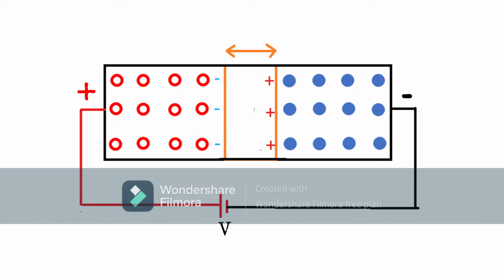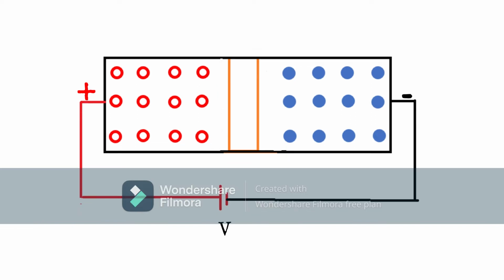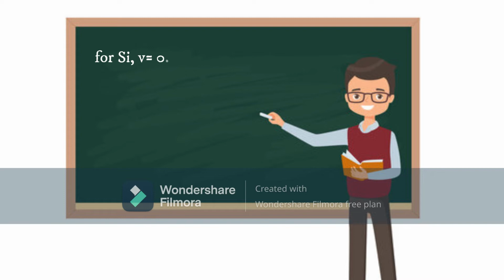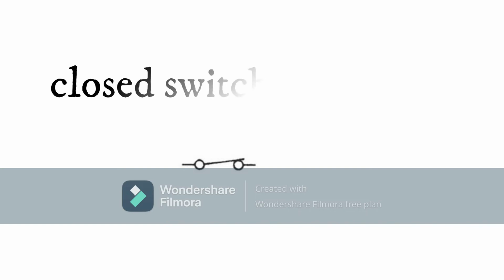Let's continue. In forward biasing, the positive terminal, or high voltage terminal, is connected to the P side of the diode, and the negative, or low voltage terminal, is connected to the N side of the diode. In forward biasing, the width of the depletion layer starts decreasing as the voltage increases. This reduces the effect of the internal voltage barrier. The smaller the depletion layer, the higher the current. For silicon, this voltage barrier is 0.7 volts, and for germanium, it is 0.3 volts. In forward biasing, the diode acts as a closed switch or short circuit.